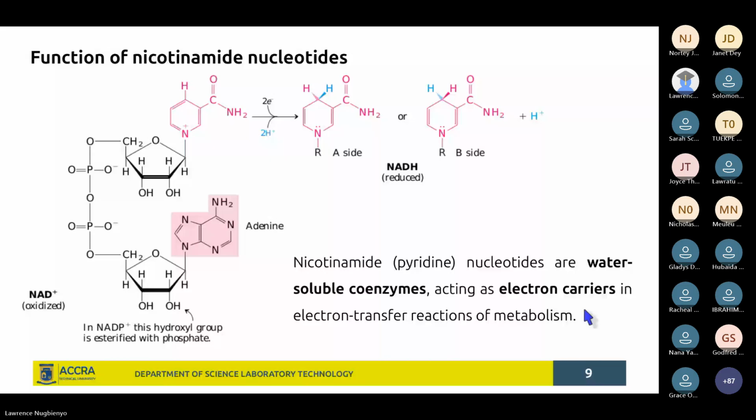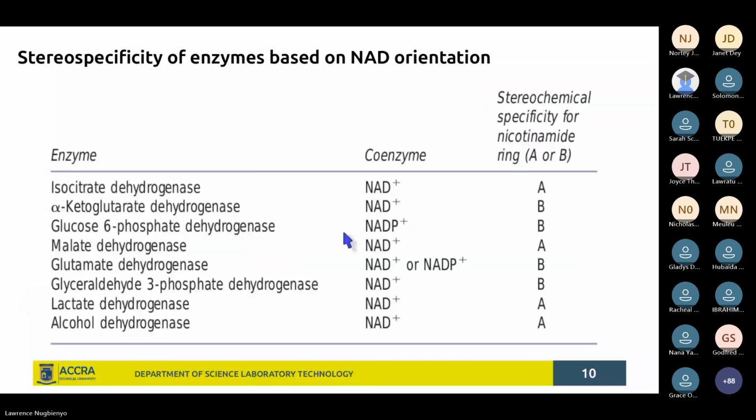All right. Now the stereospecificity that I was talking about earlier, we see some examples of enzymes here that you find a nicotinamide nucleotide acting as a coenzyme to. And we see the stereospecificity being referred to over here in the third column. So for isocitrate dehydrogenase, the nicotinamide nucleotide will be binding to the front side, the A side. For alpha-ketoglutarate dehydrogenase, it will be binding to the B side, the back side.